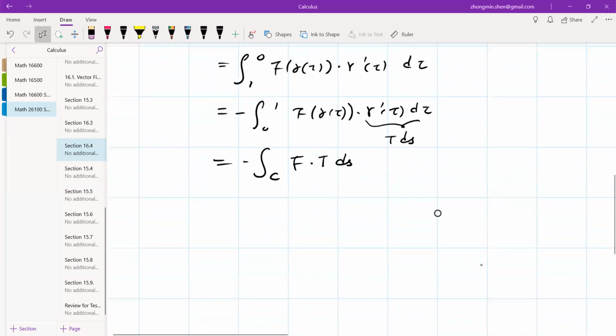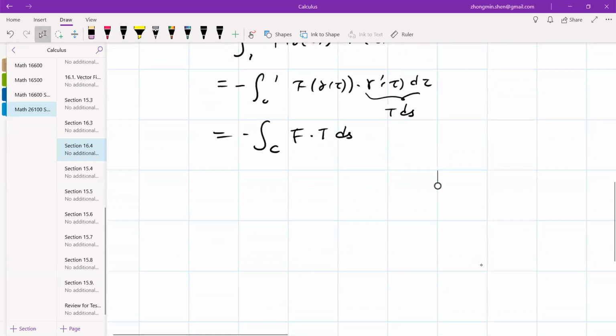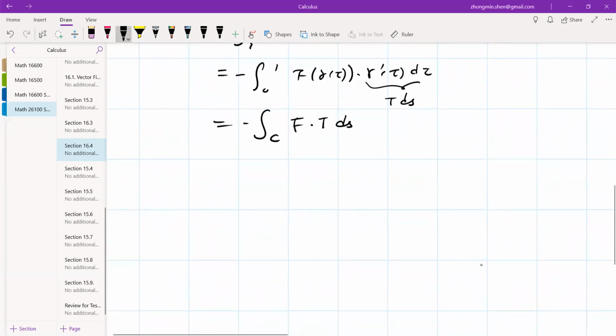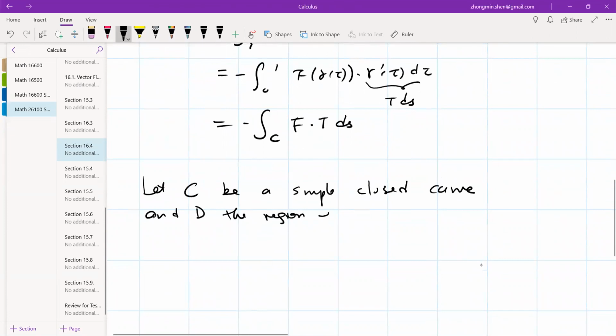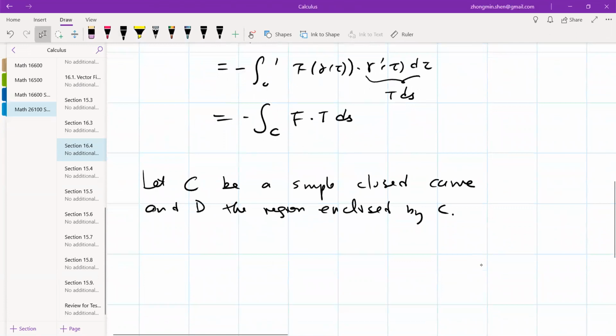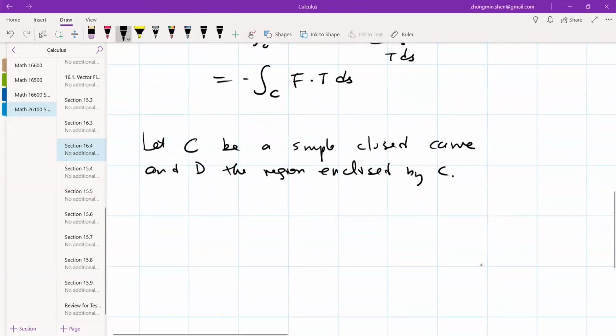Now I'm going to talk about the line integral along a closed curve. Let C be a simple closed curve, and D the region enclosed by C. Now this C also is oriented. Here is a curve C, with a counterclockwise orientation.